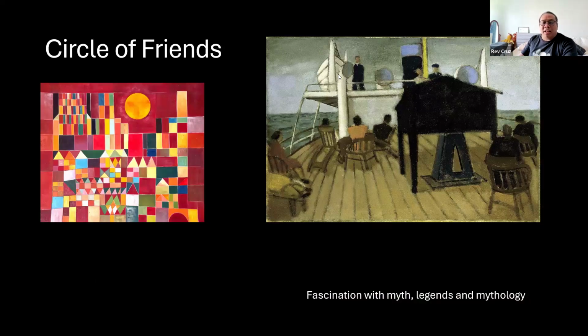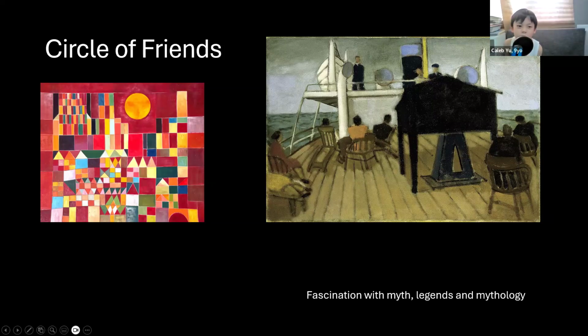Now, of all the people that would influence the art style of Rothko, can you guys recognize this particular artist on the left side? I think he's our second class from Make Art Like the Masters 1. His name is Paul Klee, guys. You remember? And then this is Cezanne.